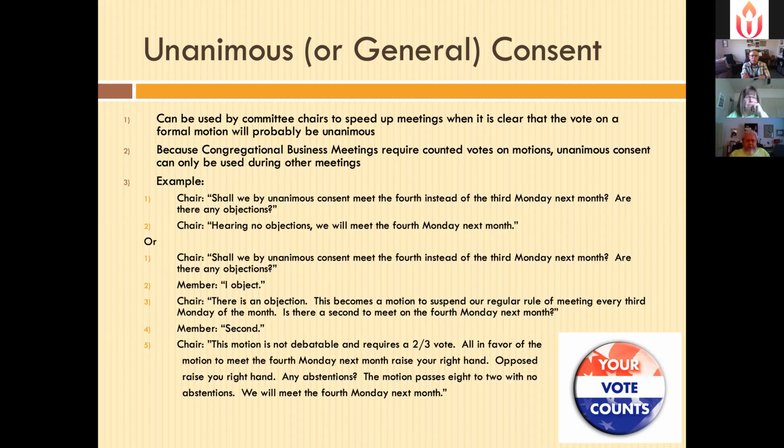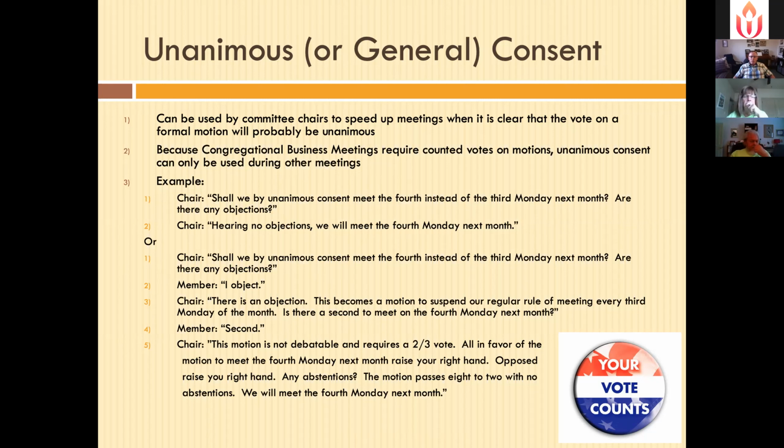And then the chair should call for objections, because that's really the most transparent thing to do here. Are there any objections? And then hearing no objections, we will meet the 4th Monday next month. So that's how quickly you handle that item of business. The chair senses it's a unanimous situation. They just say, use unanimous consent, ask for objections, and if they don't get any, that has been handled. That is basically the way the chair can propose a motion and get it handled expediently.